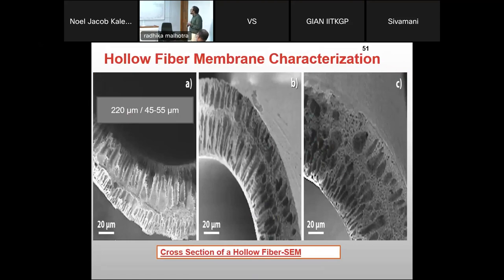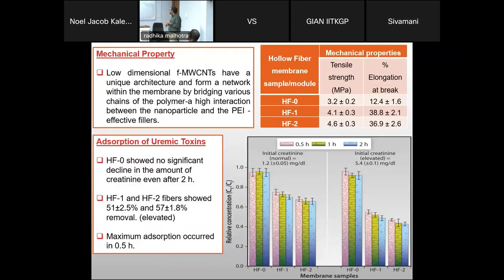These were the characteristics of the hollow fiber membranes that we have made. They had an inner diameter of 220 micrometers and a wall thickness of around 45 to 55 micrometers. You can see how the morphology changes when we add the functionalized multi-wall carbon nanotubes. A large number of smaller pores are generated, but the longer pores have reduced. The thickness also is somewhat higher because the dope solution had become more viscous.